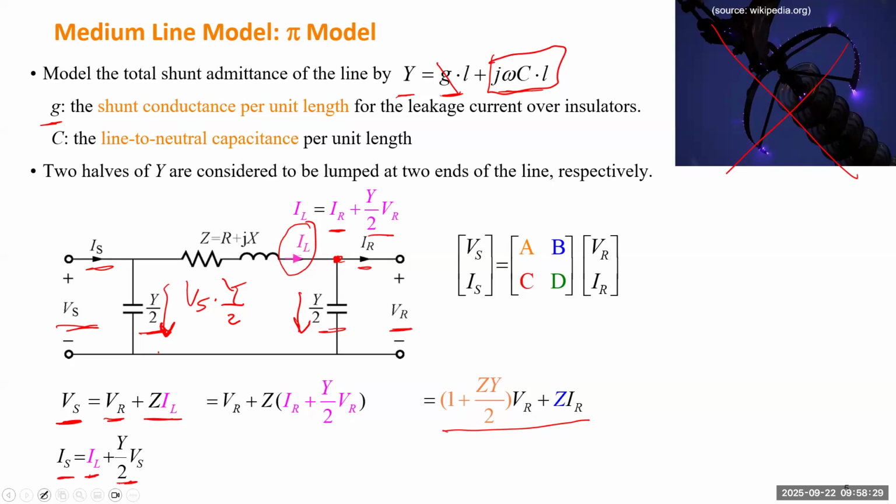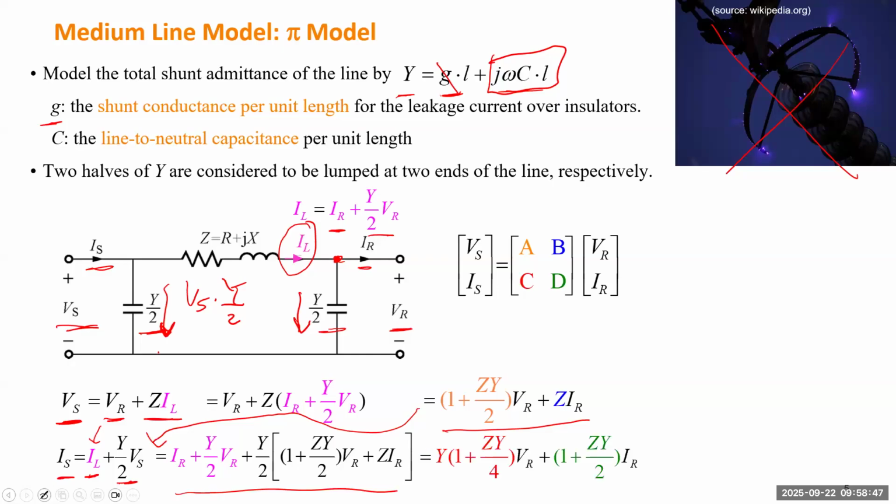For the second equation, to calculate the source current, we plug in the formula for the line current, and also the formula for the source voltage. So we'll get this one. After some simplification, we have this one. We use some colors to match the result to the transformation. So finally, we'll have this transformation.